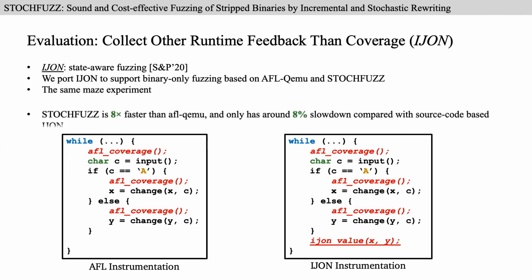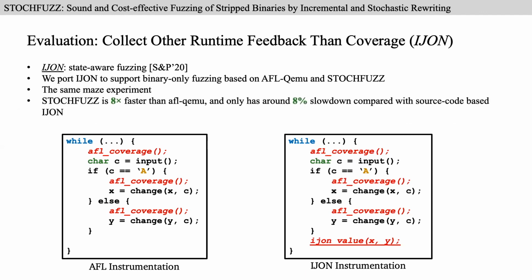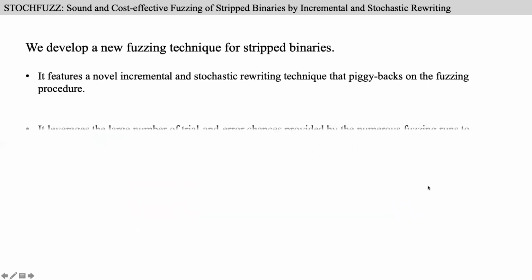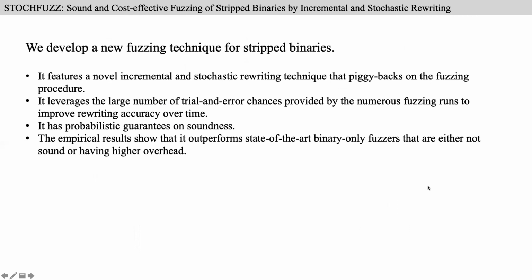We port IJON to support binary-only fuzzing based on AFL QEMU and STOCHFUZZ, and conduct the same maze experiment as in the IJON paper. The result shows that STOCHFUZZ is around 8 times faster than AFL QEMU. Additionally, STOCHFUZZ only has around 8% slowdown compared with the source-based IJON. I will skip the related work due to time limitation. More can be found in our paper. So as a result, we develop a new fuzzing technique for stripped binary.